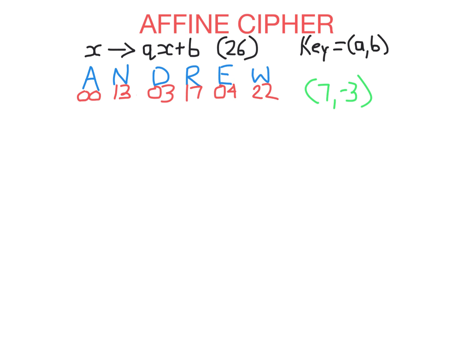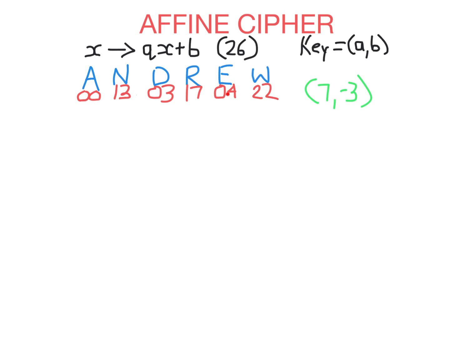So for affine ciphers, the key is the pair of numbers A and B. These need to remain secret. We need to know them in order to decrypt. So let's look at an example. I'm going to encrypt the word Andrew using the key 7, -3. What that means is I convert each of these letters to numbers. So that comes from the table in the notes. You can also look up the shift cipher alphabet table because this is a type of shift cipher.